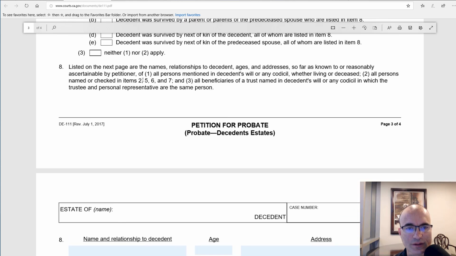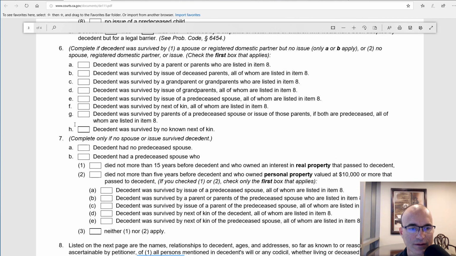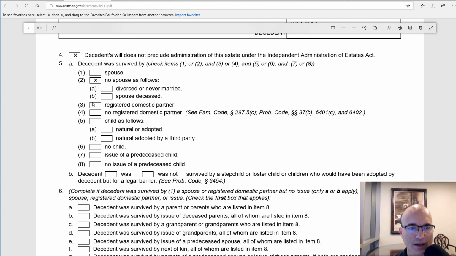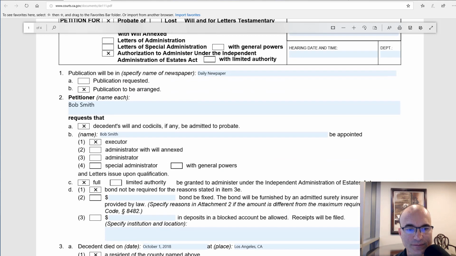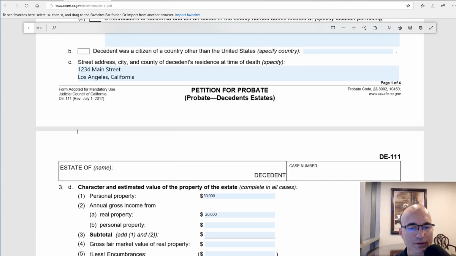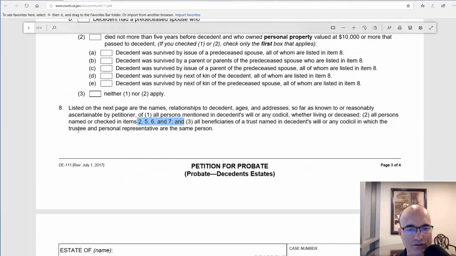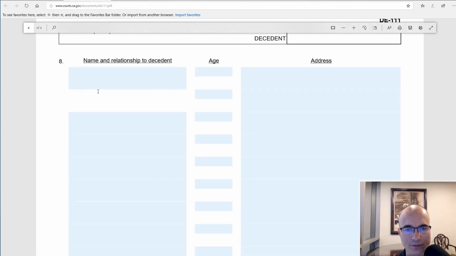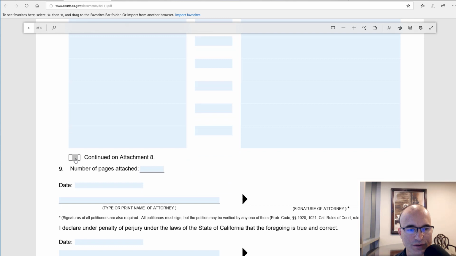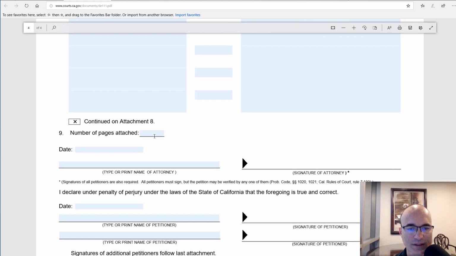And the form actually tells you, just include everybody that you've stated in items number 2, 5, 6, and 7. So 7's here, 6 is here, 5, we filled that out. And you could even go all the way up to 2, which is the people who are going to be named as executor. So just go back through the form, and for every box that you checked, make sure that everybody who meets the description of that goes here. It's going to be the spouse, the children, probably parents if there are no children, and the named beneficiaries under the will. They're all going to go here. If you don't have enough room, you can just click that box and continue it on the attachment, and then you're going to tell the court how many pages you have attached.